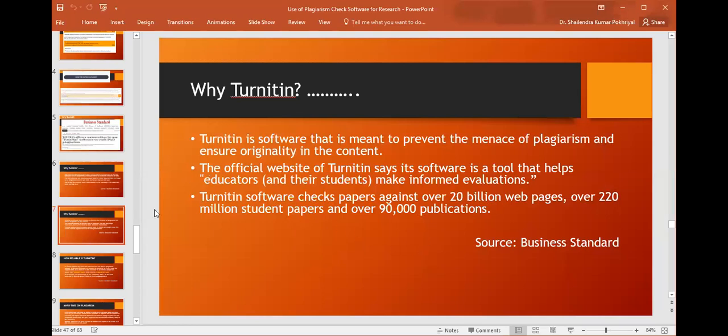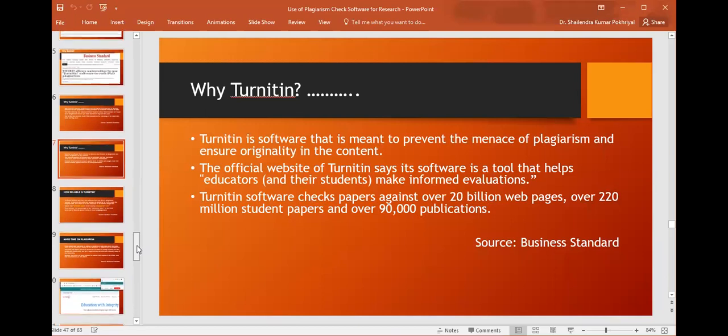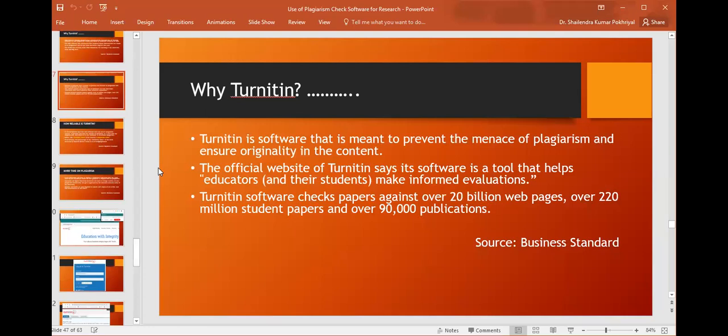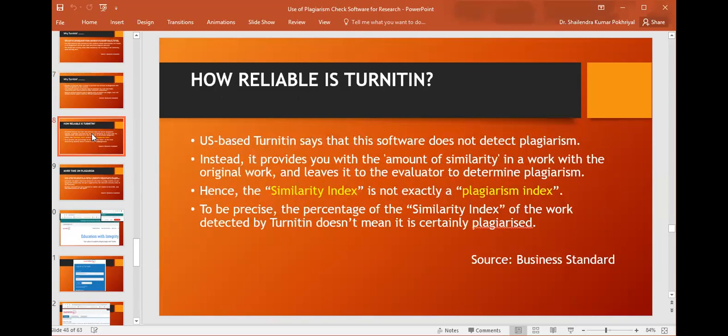Turnitin is software that is made to prevent plagiarism and ensure academic integrity. Turnitin says its software is a tool that helps educators make informed evaluation. Turnitin software checks papers against over 20 billion web pages, over 220 million student papers, and over 90,000 publications. That means Turnitin has a larger database to access than Urkund. That's why when we run both Turnitin and Urkund, you'll find that Turnitin is giving you better results than Urkund.